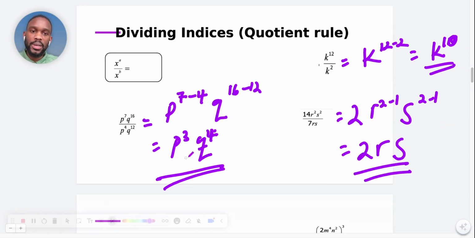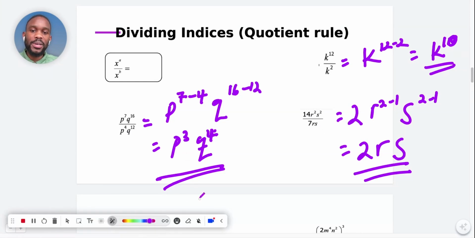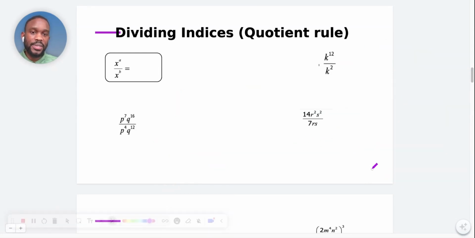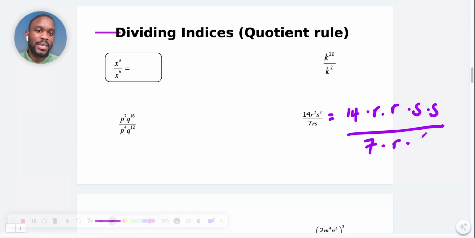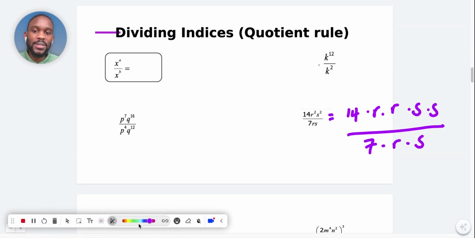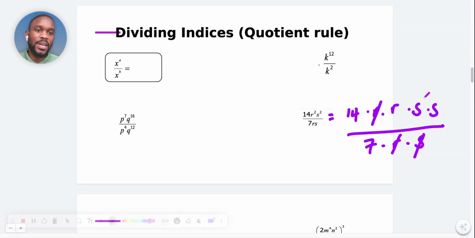Okay, let's look at another example. So before we look at another example, what this means, if you wanted to expand, for some of you who want to know where it's coming from. So this is the same as 14R times R. S squared is the same as S times S. So let's cancel the like terms. This R here would cancel with one R here. This 7 will go into 14 twice. So we'll be left with 2S.